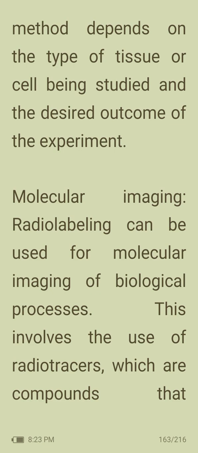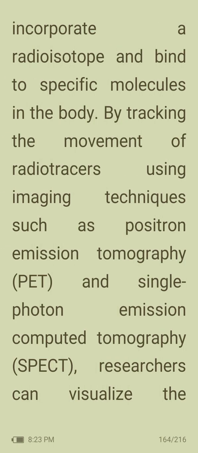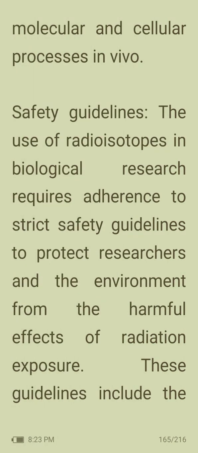Then molecular imaging. Radiolabeling can be used for molecular imaging of biological processes. This involves the use of radiotracers, which are compounds that incorporate a radioisotope and bind to specific molecules in the body. By tracking the movement of radiotracers using imaging techniques such as positron emission tomography or PET scan and single photon emission computed tomography or SPECT, researchers can visualize the molecular and cellular processes in vivo.